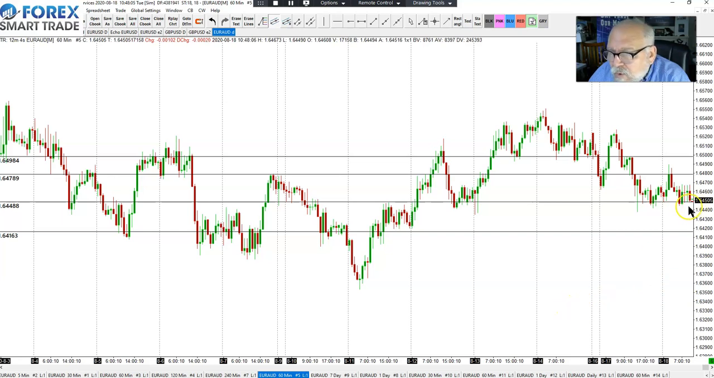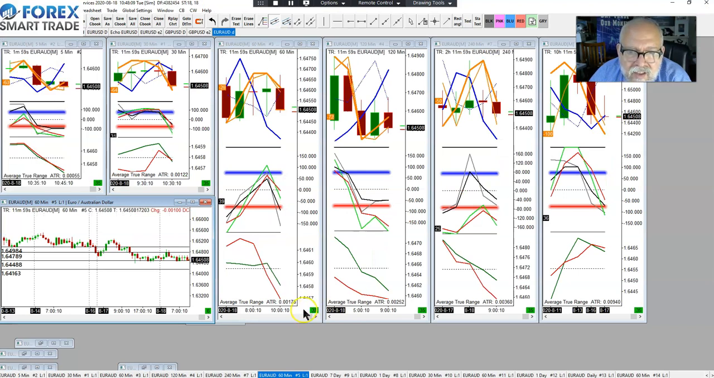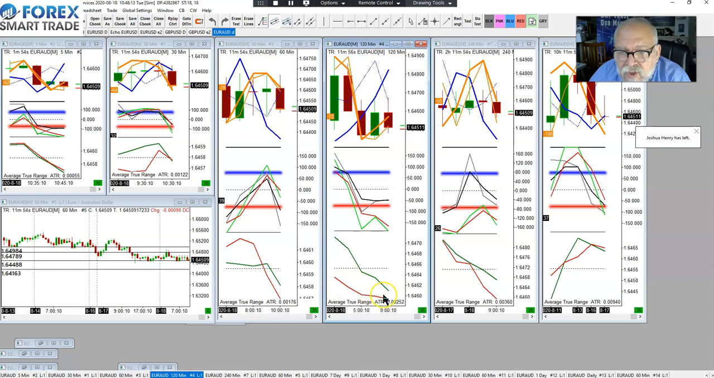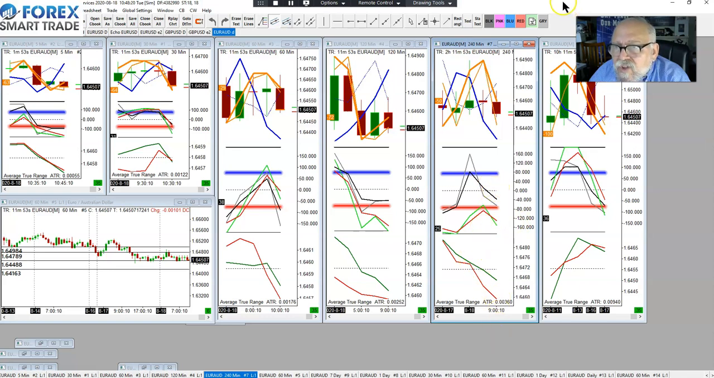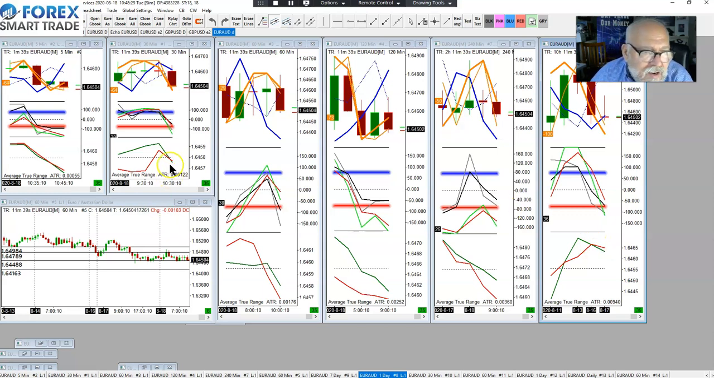If we are to break this line, let's see what the other indicators are telling us. The 2-hour, we've got down pressure, and the majors are going down. On the 240, everybody's going down pressure. On the day, we're still in the channel. On the majors and minors, everybody's going down. We've got down pressure. On the 30, down. On the 5-minute, down. Everything is down.